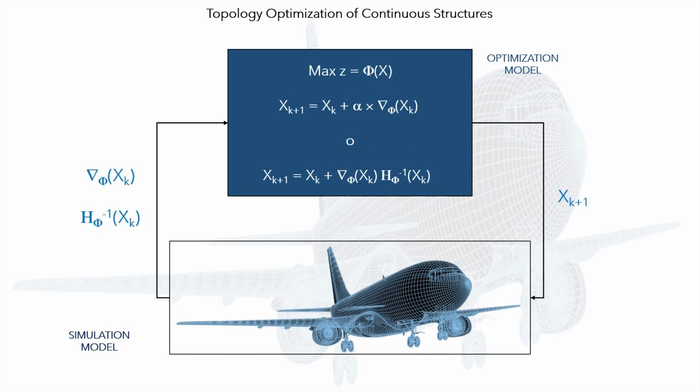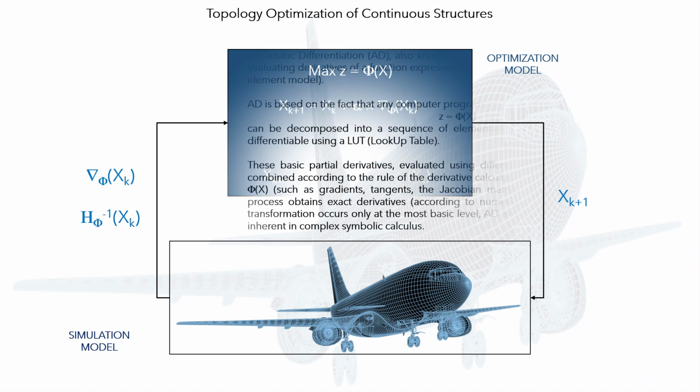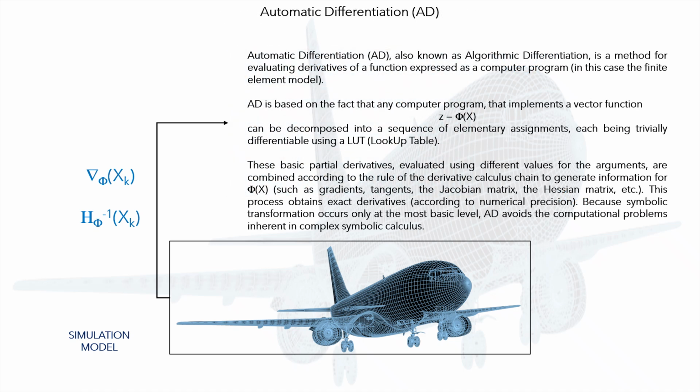Let k be the iteration of a gradient-based nonlinear optimization algorithm. A mathematical method can be implemented to estimate the gradient, and possibly the Hessian, of the objective function as a function of the design variables, which we will call xk. Automatic differentiation, AD, also known as algorithmic differentiation, is a method for evaluating derivatives of a function expressed as a computer program, in this case the simulation model.